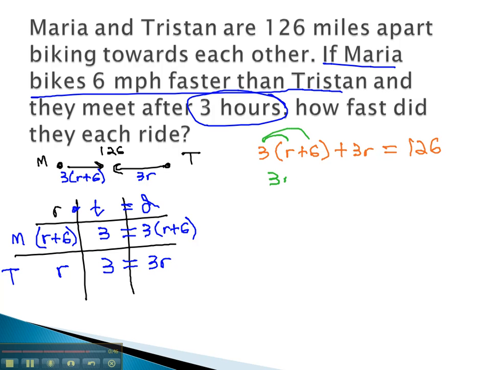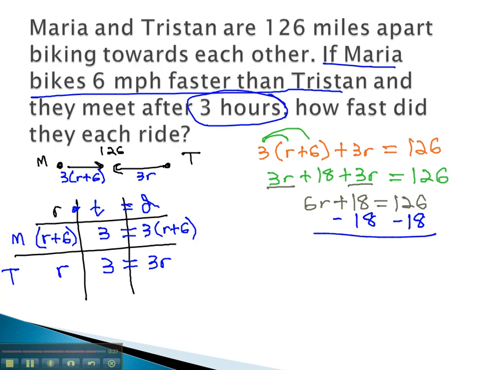First distributing through the parentheses, 3r plus 18 plus 3r equals 126. Combining like terms gives us 6r plus 18 equals 126. Subtracting 18 from both sides will give us 6r equals 108. Dividing both sides by 6 gives us our final answer for r, which is 18.